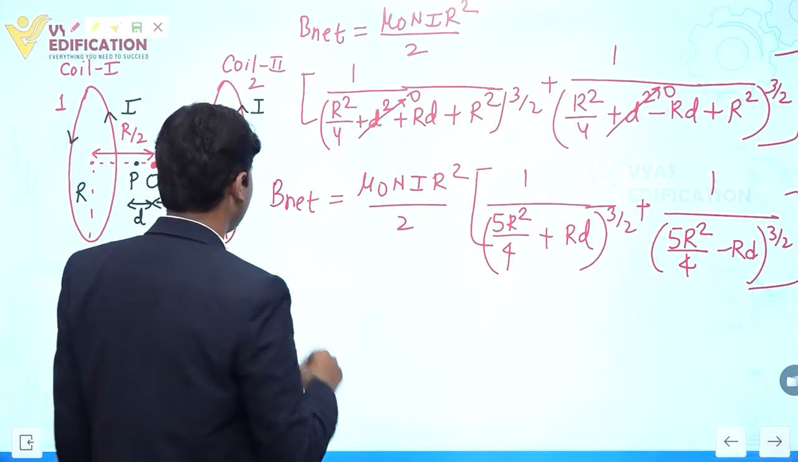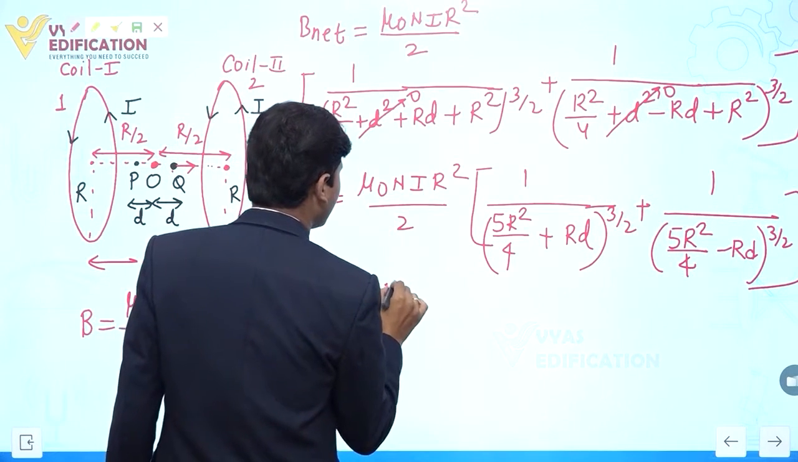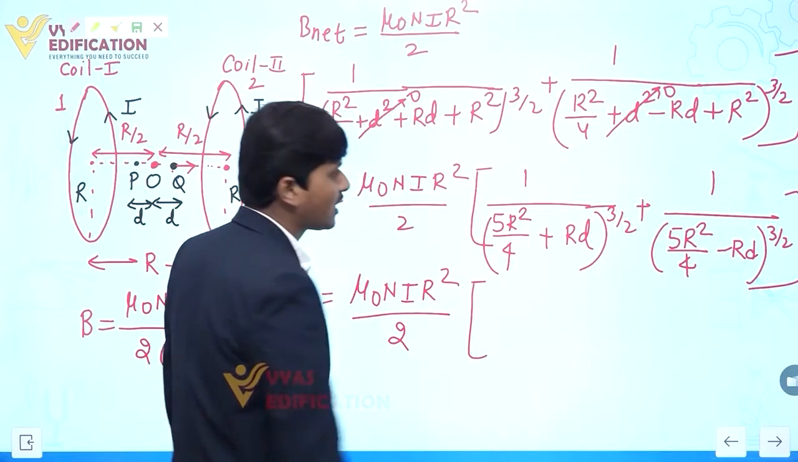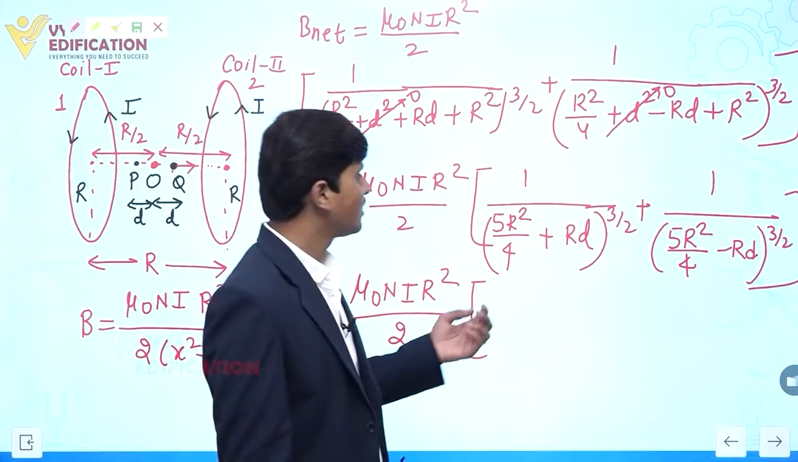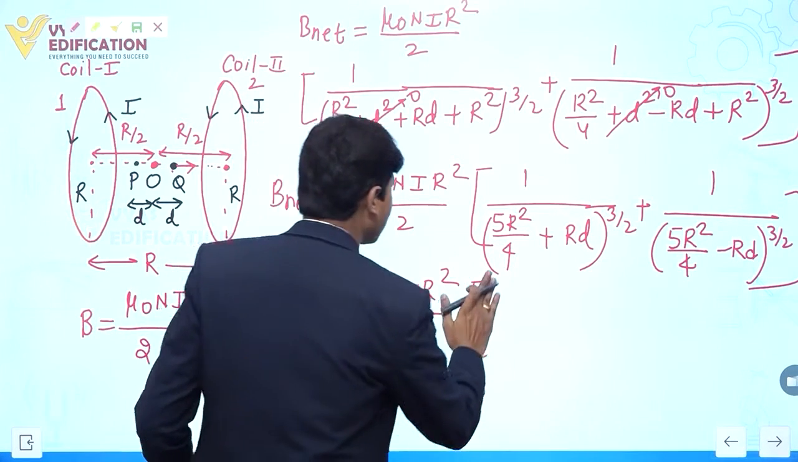Clear everyone? So from here the value of B net is given by mu naught Ni r square divided by 2. Now we can take 5r square by 4 common. Yes or no? Yes.